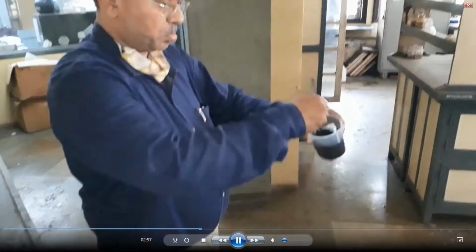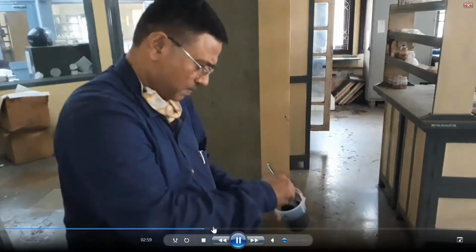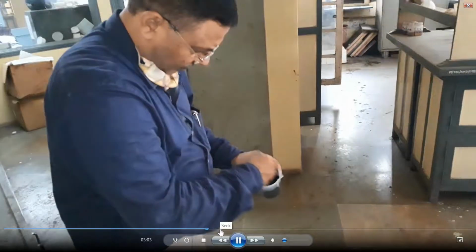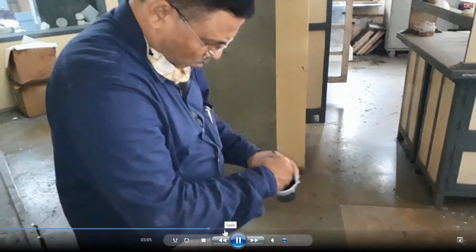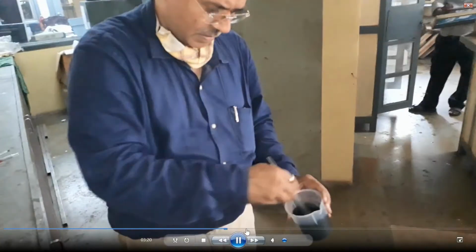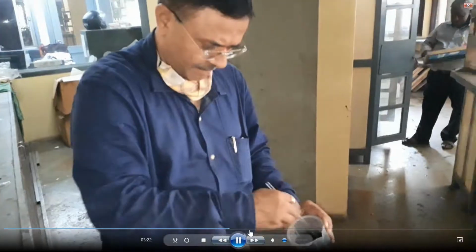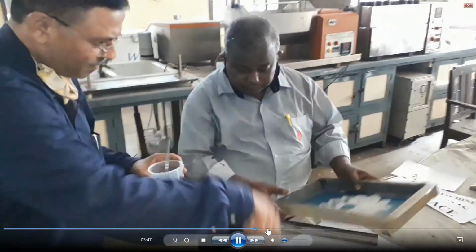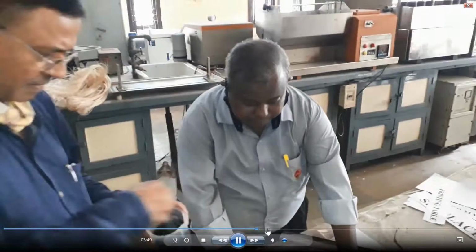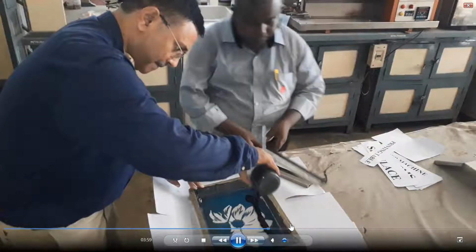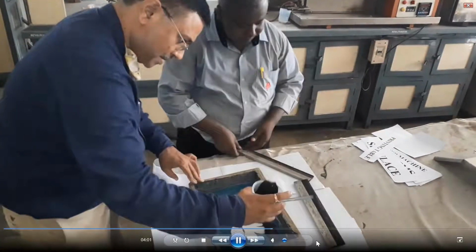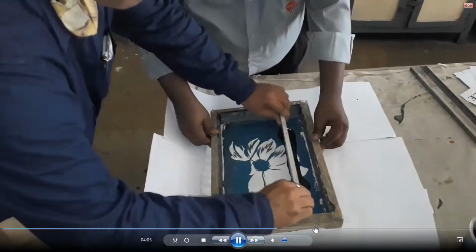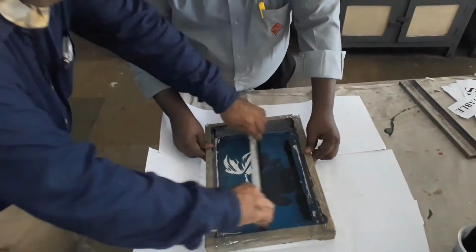And in the laboratory we have a small screen. The screen in the laboratory is a wooden frame where bolting cloth has been fixed, and a design is created by some lacquer being applied. Some photochemical reaction is taking place, and we develop the design on that. So preparation of the screen is also there.